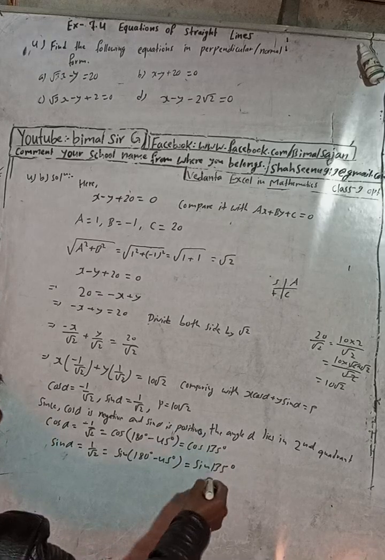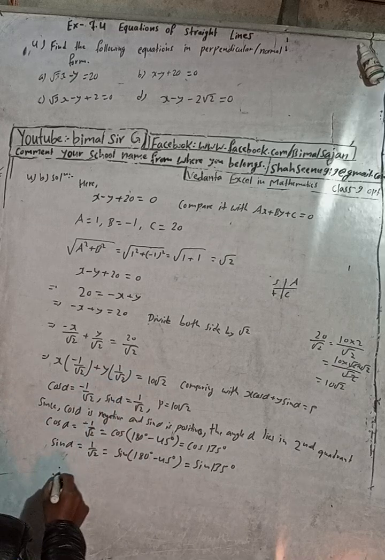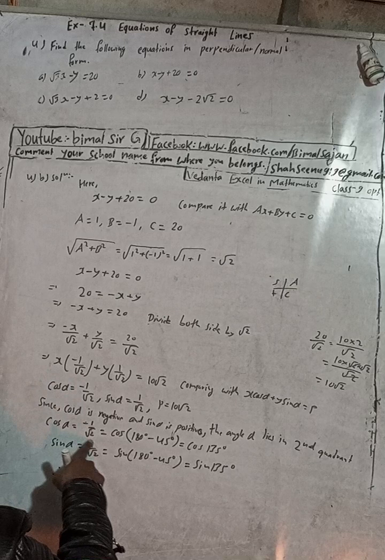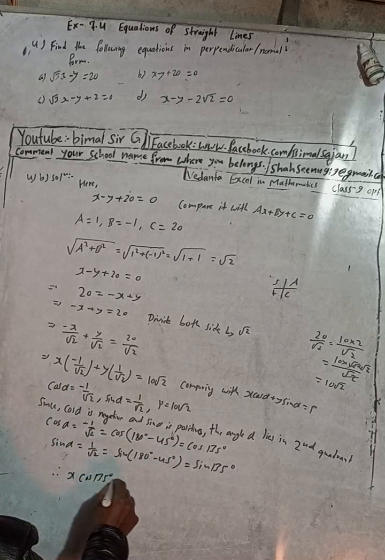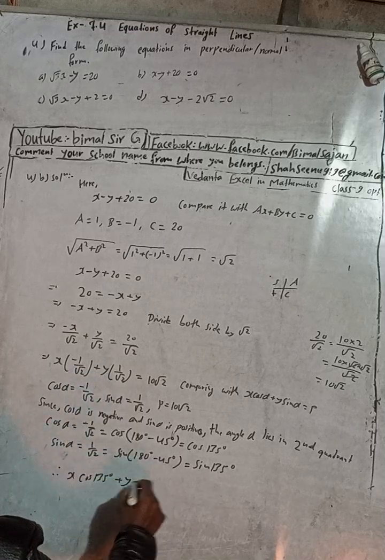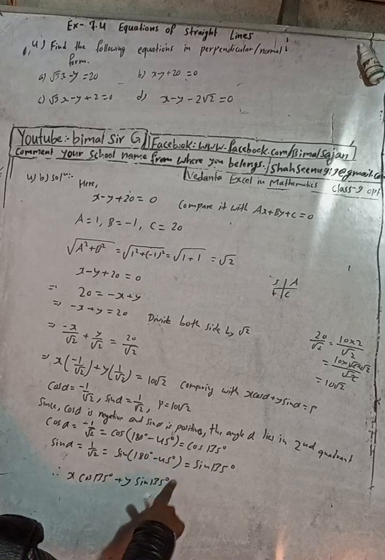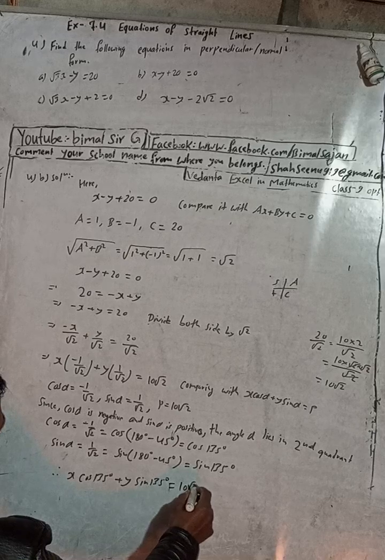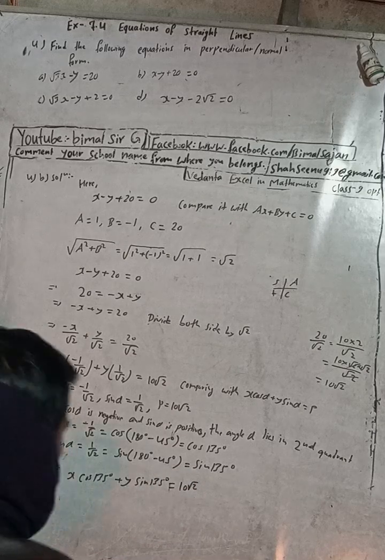Now we got cos alpha and sin alpha. If we put these values here, we will get the required equation. Therefore, in place of minus 1 by root 2, put cos 135 degree for x, and plus y, in place of 1 by root 2, put sin 135 degree, is equal to 10 root 2. So this is the required equation.